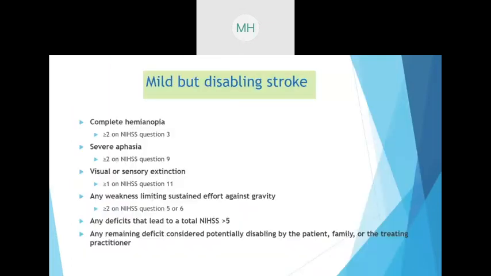What are the mild but disabling strokes? This is a list of examples. Complete hemianopia, severe aphasia, visual or sensory extinction, any weakness limiting sustained effort against gravity. This is, look at the scale, questions 5 or 6. And any deficit that leads to a total NIHSS score of more than 5. And the last is any remaining deficit considered potentially disabling for the patient and family.